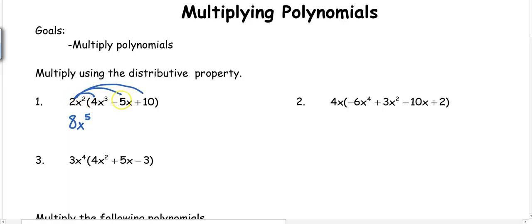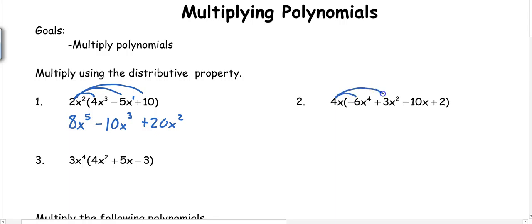2x squared times negative 5x gets us negative 10x cubed. I multiplied the numbers. Remember, this has an exponent of 1. So 2 plus 1 is getting us our x cubed. And then 2x squared times 10x, so I'm just multiplying the numbers together, and I get 20x squared stays the same. Number 2, I have 4x times negative 6x to the fourth plus 3x squared minus 10x plus 2.